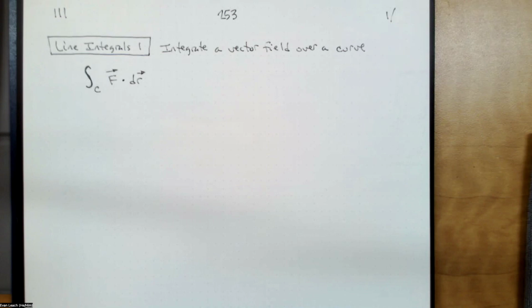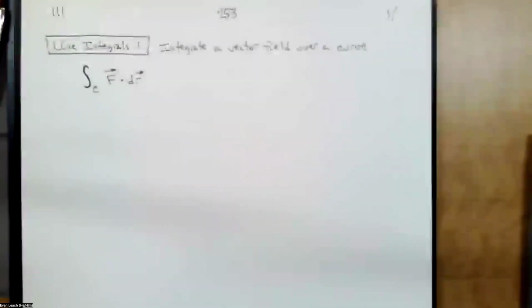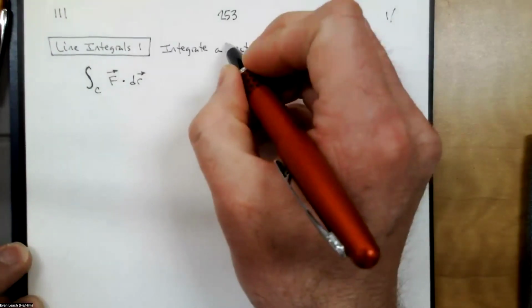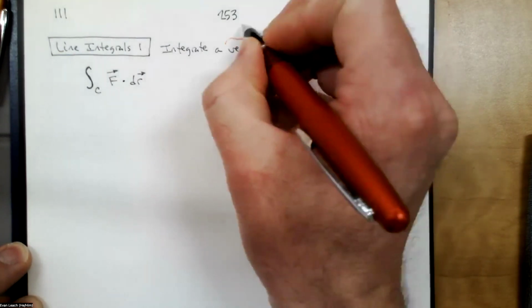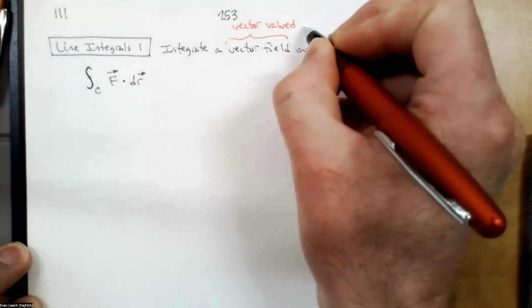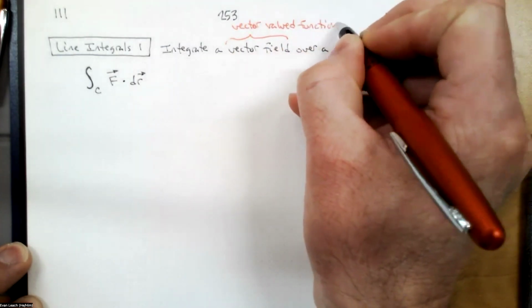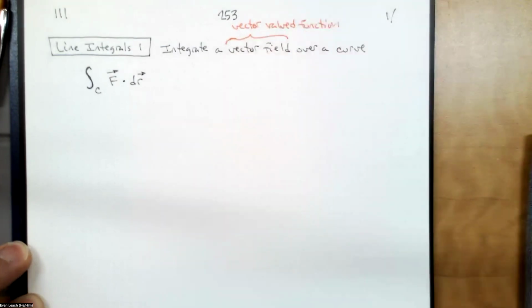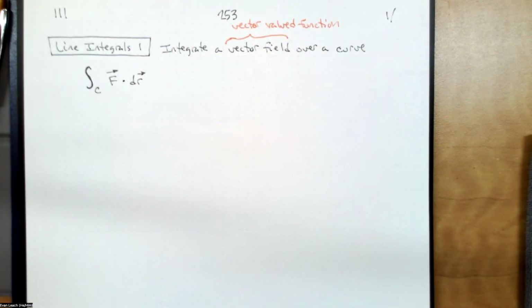Line integrals is where we integrate a vector field over a curve. Recall that a vector field is just a function where the output is a vector. The first step is we're going to integrate a vector field over a curve.